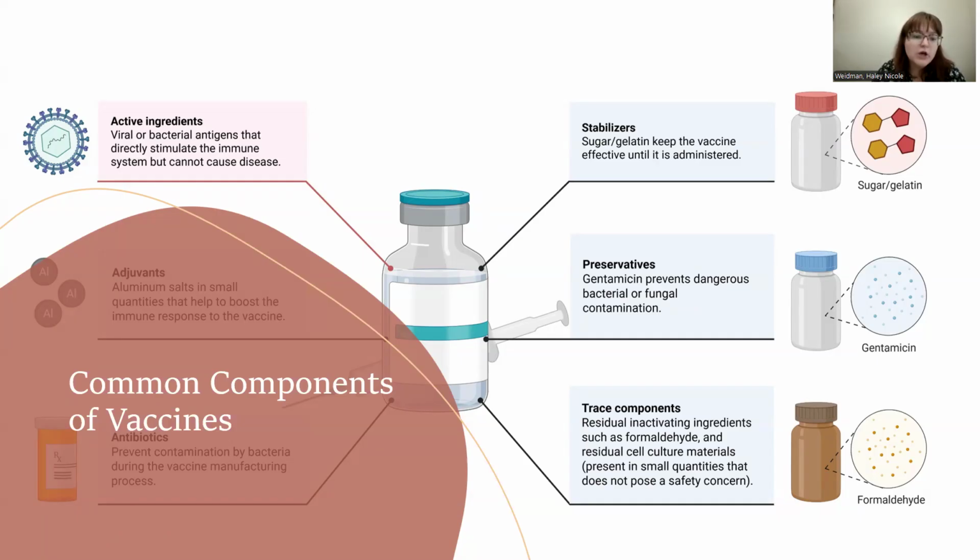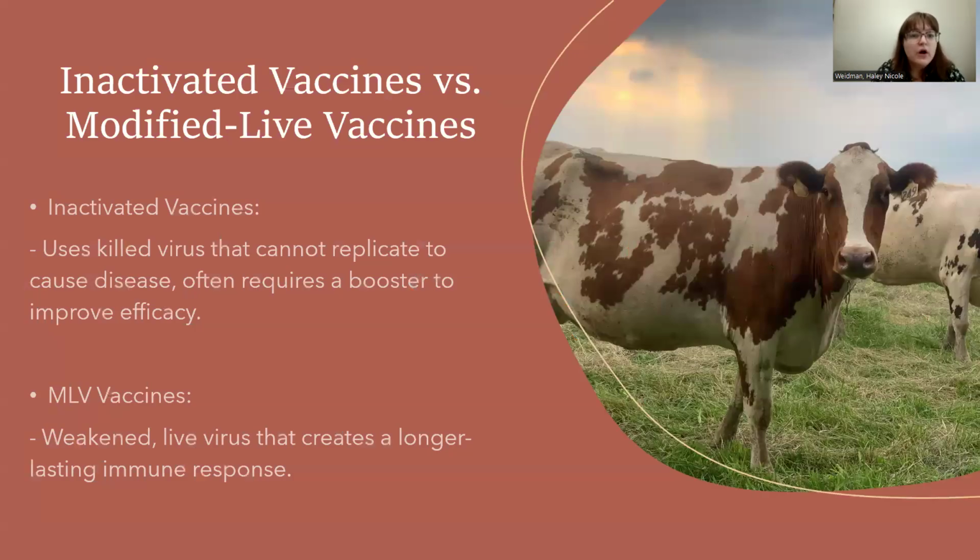Antibiotics are also included, which help prevent contamination by bacteria during the vaccine manufacturing process. Stabilizers often are sugar and gelatin, which keep the vaccine effective until it is administered. Preservatives, often as gentamicin, prevent dangerous bacterial or fungal contamination. And there are additionally trace components, which are in small quantities that do not pose a safety concern to your kibble. So there are differences between inactivated vaccines and modified live vaccines.